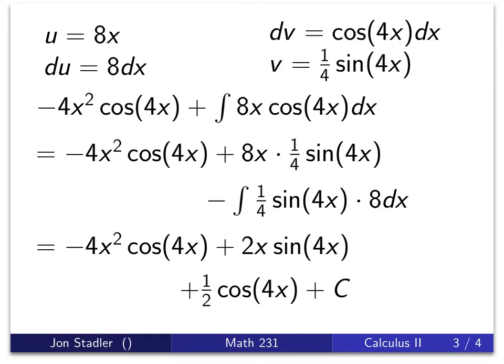When we simplify, we would have 8 times 1/4 is 2. The antiderivative of negative sine of 4x would be 1/4 of the cosine of 4x, but if we multiply the 1/4 by 2, we're going to end up with 2.